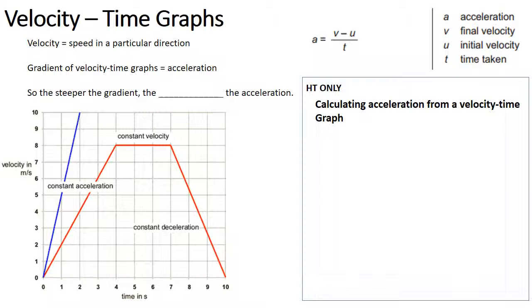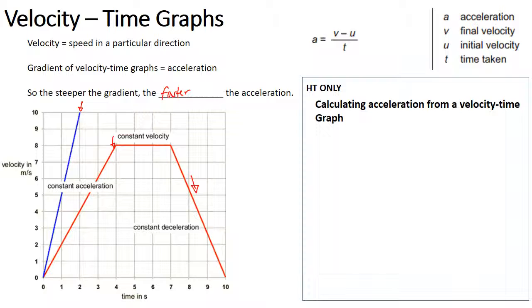So now we're going to look at velocity time graphs. Velocity is speed in a particular direction, and the gradient of a velocity time graph shows you the acceleration of an object. So the steeper the gradient, the faster the acceleration. So if we look, this blue object is accelerating at a constant rate, and it's accelerating at a much greater rate than this object here, which is your red object. I can tell they're both constantly accelerating because they both have straight lines.